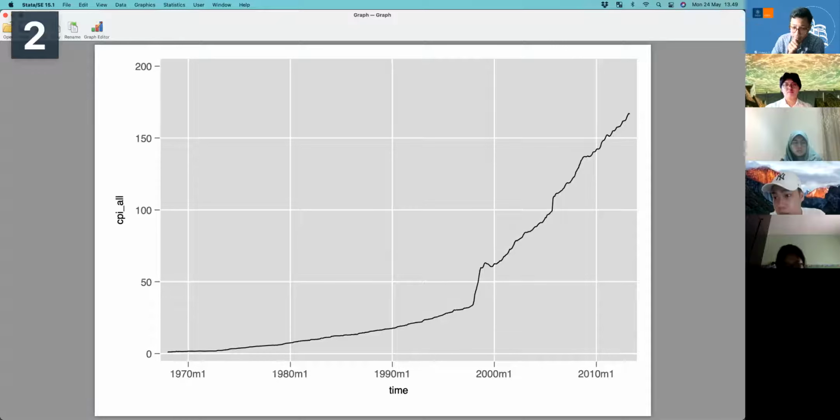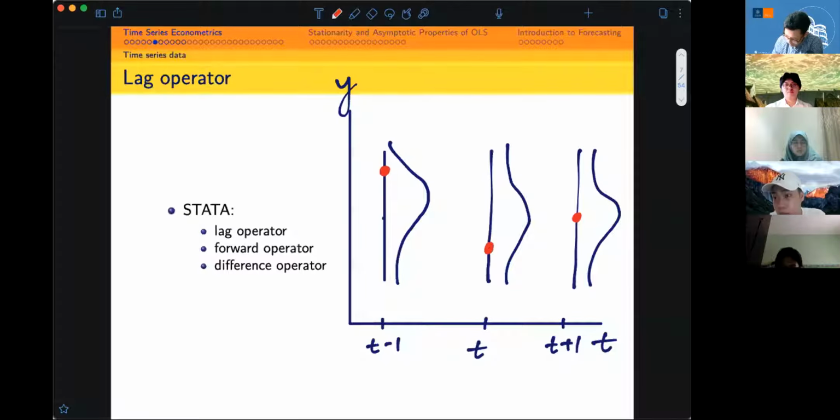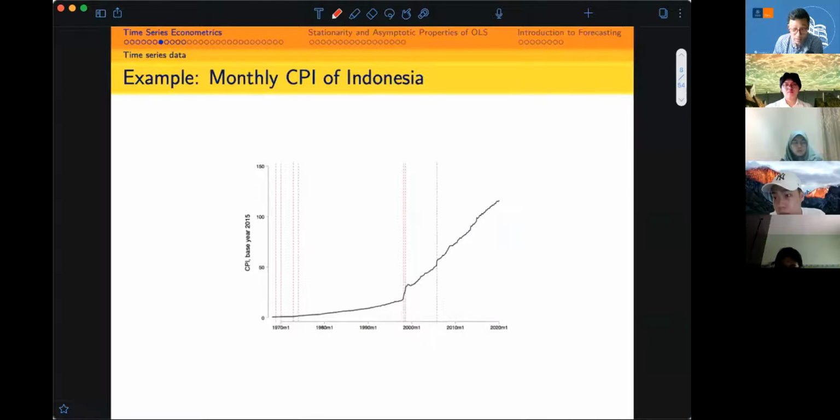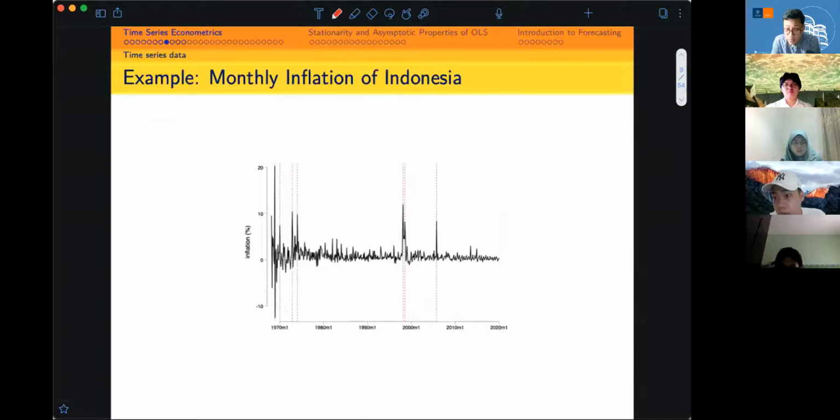And in the presentation, I'm going to continue our discussion. This is the graphic of monthly CPI of Indonesia. And then this is a graphic of monthly inflation of Indonesia. Can anyone recall the method to calculate inflation? Anyone? Does anyone recall the method to calculate inflation should you have the consumer price index data? It's very simple, but I just want to make sure that you guys understand. This is a very basic calculation.